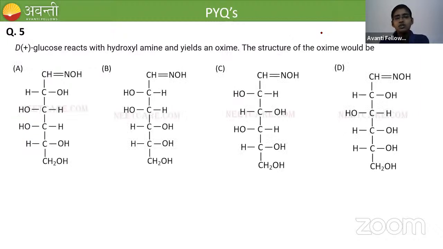D plus glucose reacts with hydroxylamine and yields an oxime. The structure of the oxime would be.